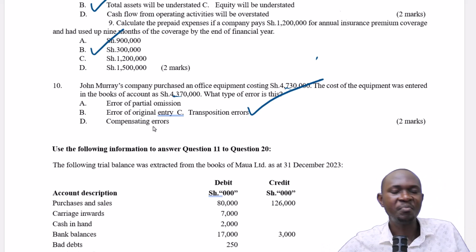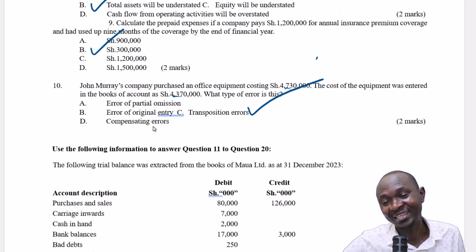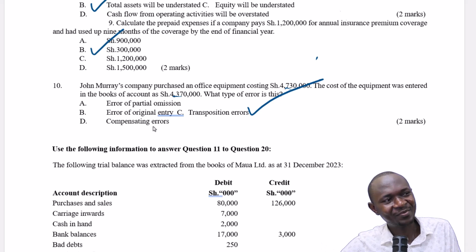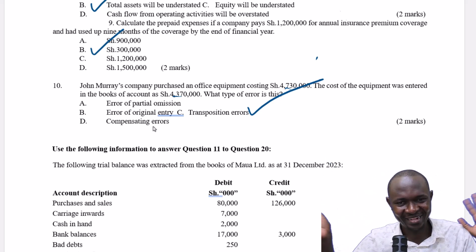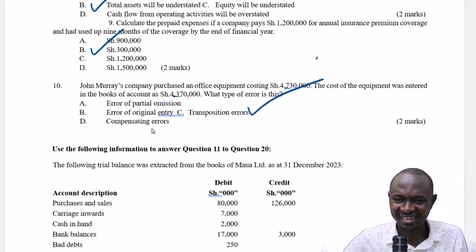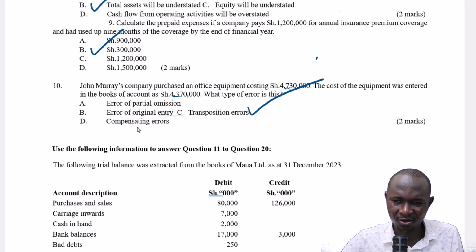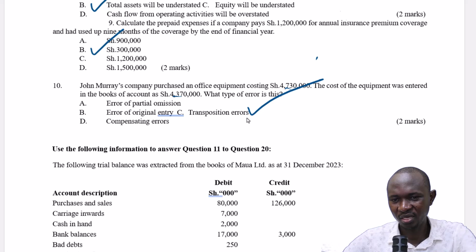Compensating error, miraculously. It's a miraculous error where you make a mistake by maybe double debiting, and at the same time you make a mistake by double crediting, and then they balance. It's an error that is miraculous in nature. But go and read it. It's not easy to happen, but it happens anyway. Okay, the correct answer is transposition error where you interchange the figures.